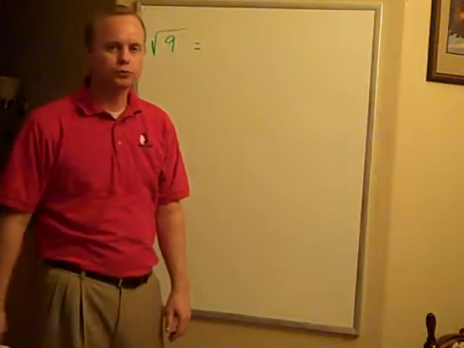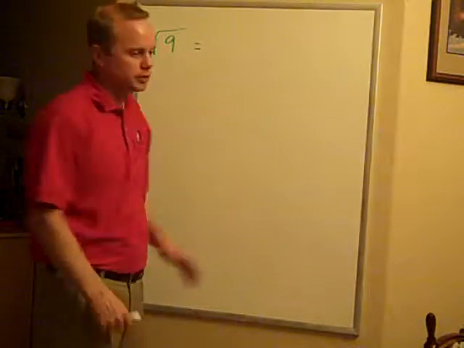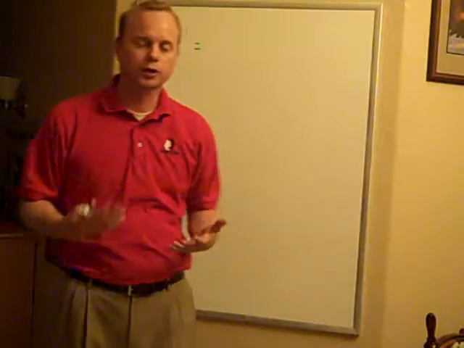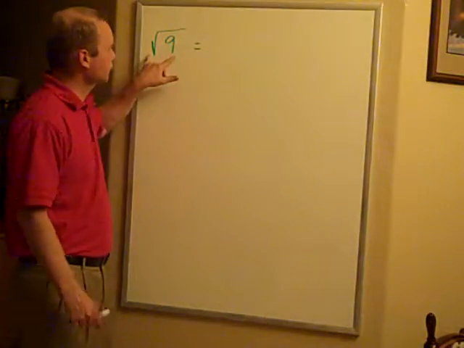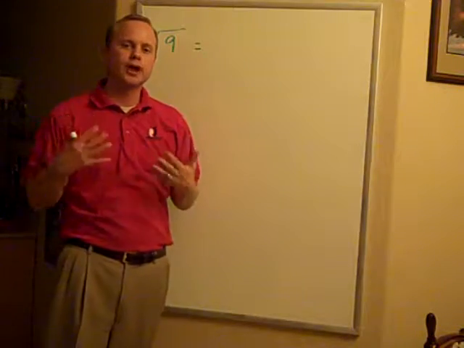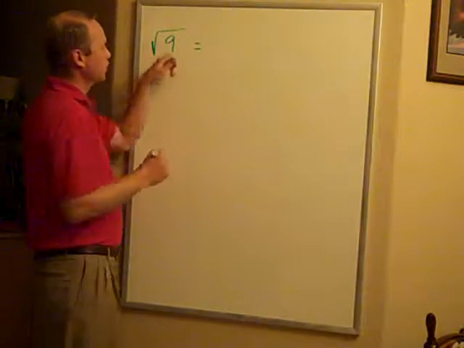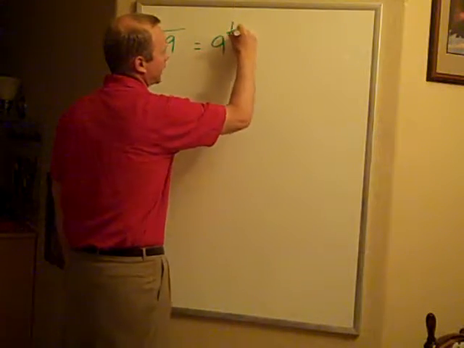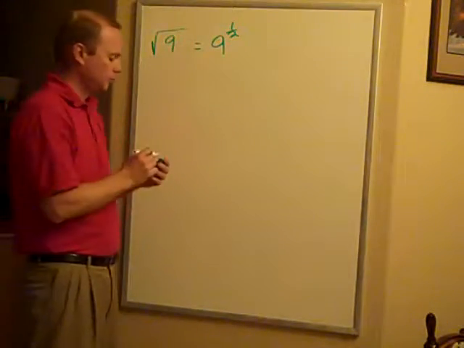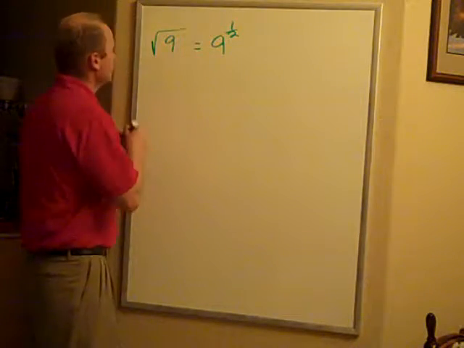At times we're asked to write expressions as a fractional exponent, which we have in this case. So right now it's written as a radical, and we want to write this as a fractional exponent. Well, the square root of 9 is equal to 9 to the 1/2 power. Now, where we're getting this information is right here.